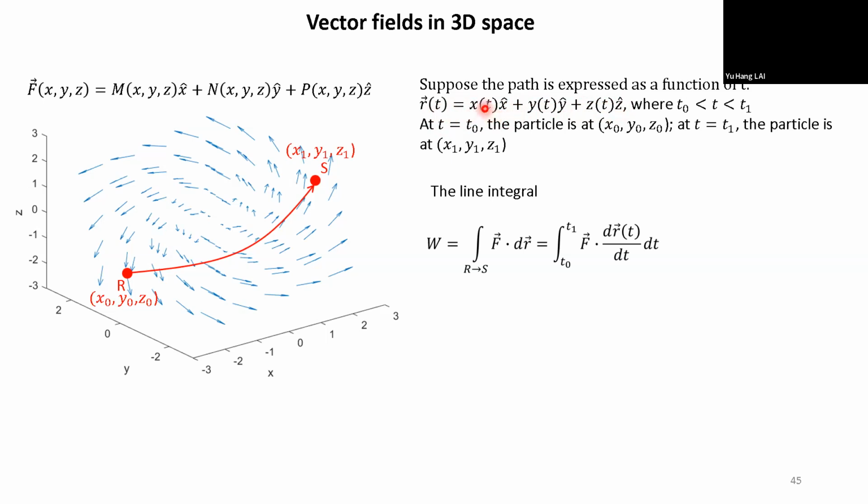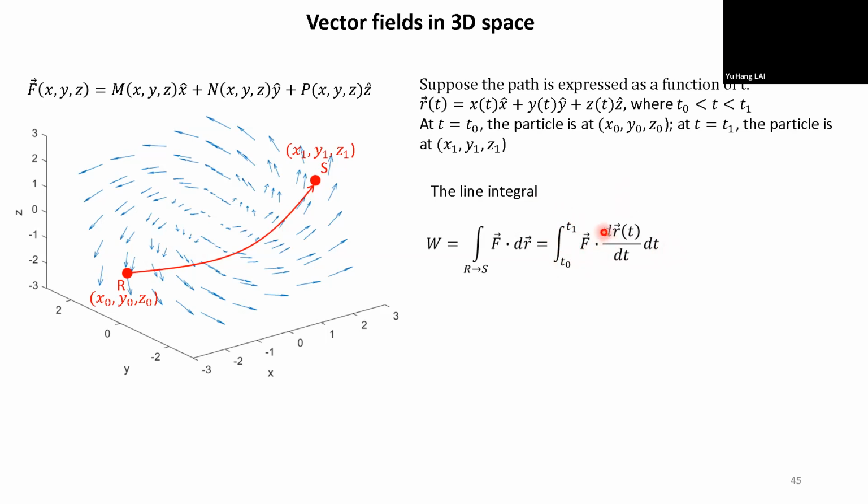So x as a function of t, y as a function of t, and z as a function of t. But other than adding one more component, nothing has changed. So my line integral, the integral of F dot dr going from my starting point r to my ending point s, can still be written, after parameterization, as the integral with respect to t of F dot dr/dt.